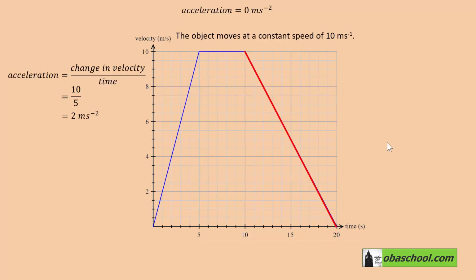We now look at this section. The acceleration is the change in velocity over time, and we can see the initial velocity this time is 10 and the final is 0. So that's negative 10 divided by 10 because it took 10 seconds, which is negative 1 meters per second squared.